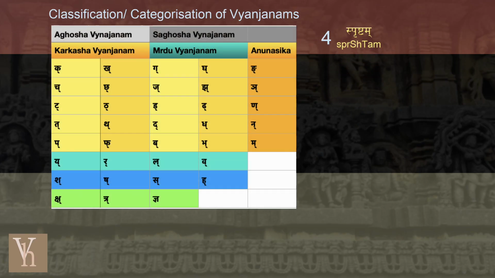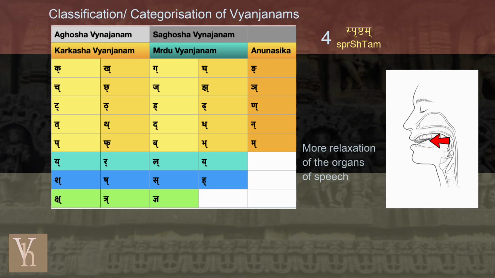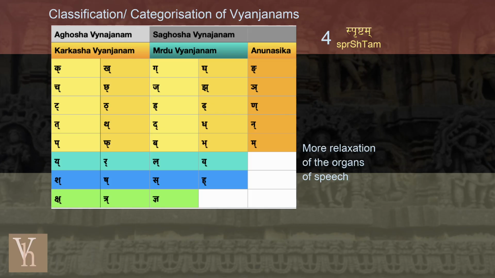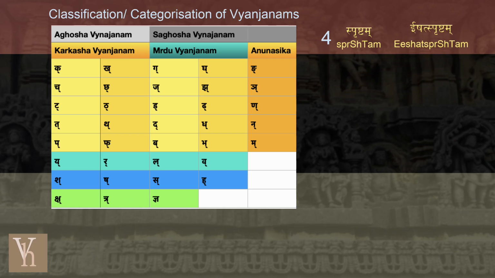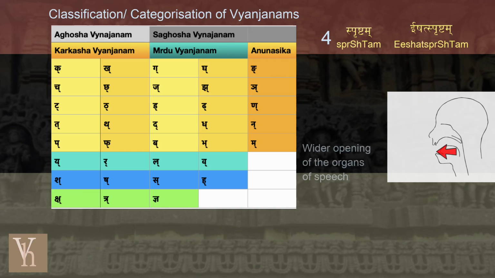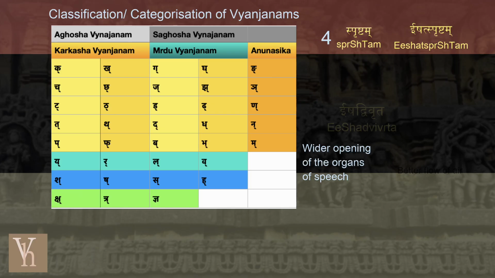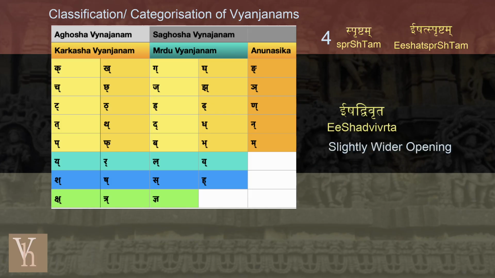The next set of sounds are produced when there is more relaxation of the organs of speech. This results in only a slight contact among them, which allows a bit of air to flow through mildly. These sounds are called Eeshatsprshtam, mild contact. The final set of sounds are formed when the mouth is relaxed enough to allow a wider opening of the organs of speech, which results in a better flow of air. These sounds are called Eeshadvivrta, slightly wider opening.